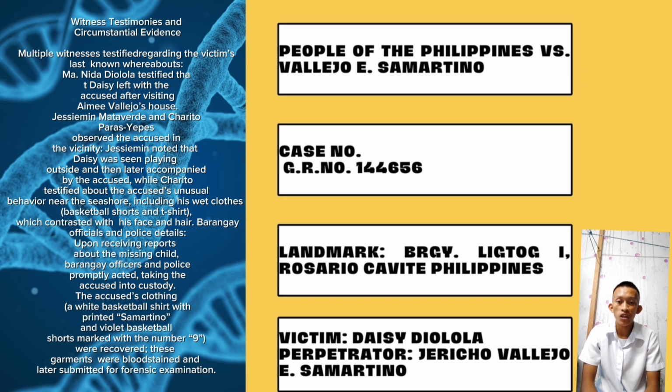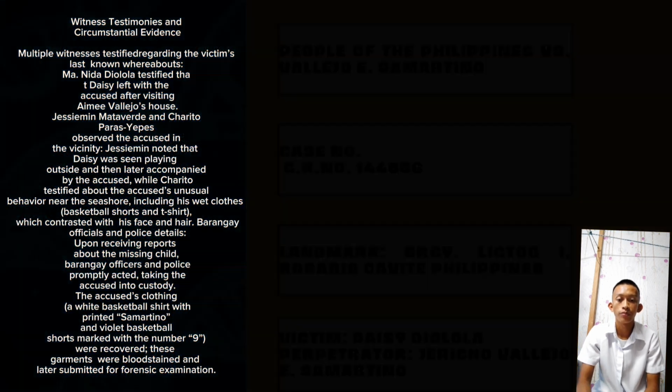Barangay official and police details. Upon receiving the report about the missing child, the barangay officer and police promptly took the accused into custody. The accused's clothing, a white basketball shirt with printed San Martino and violet basketball shorts marked with number 9, were recovered. These garments were blood-stained and later submitted to forensic examination.